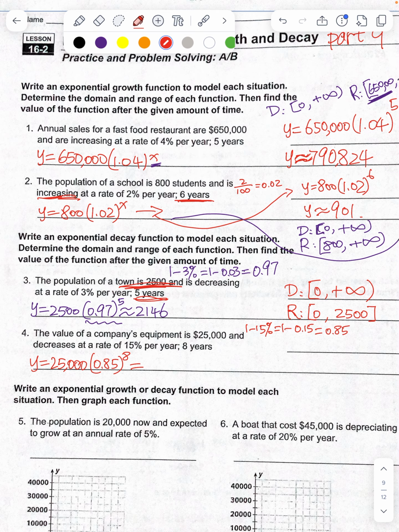and then multiply 25,000. Wow, the value has become really small. So 6812. So every year, 15% value is gone. It's more than 10%, right? More than 10%.